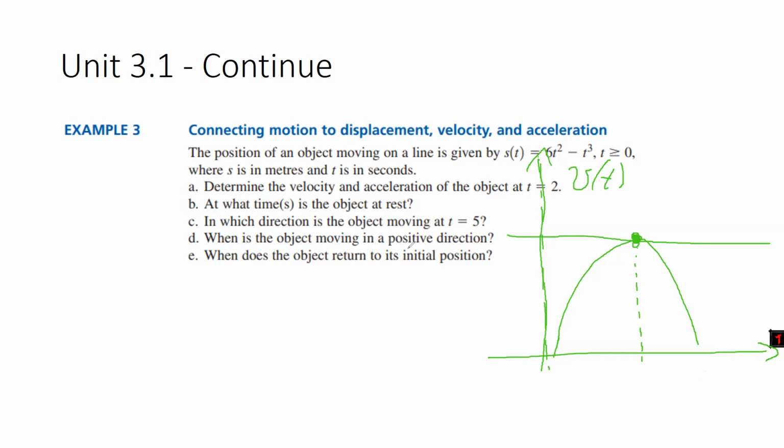So when is the object moving in the positive direction? From 0 to 4. Wait, yeah, from 0 to 4? From 0 to 2, I would say. Well, it's still moving positive in 3 and 4.